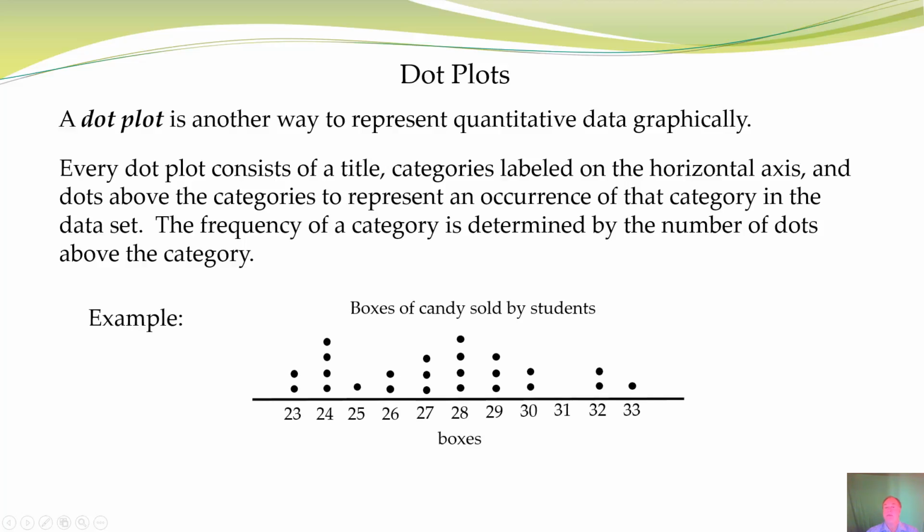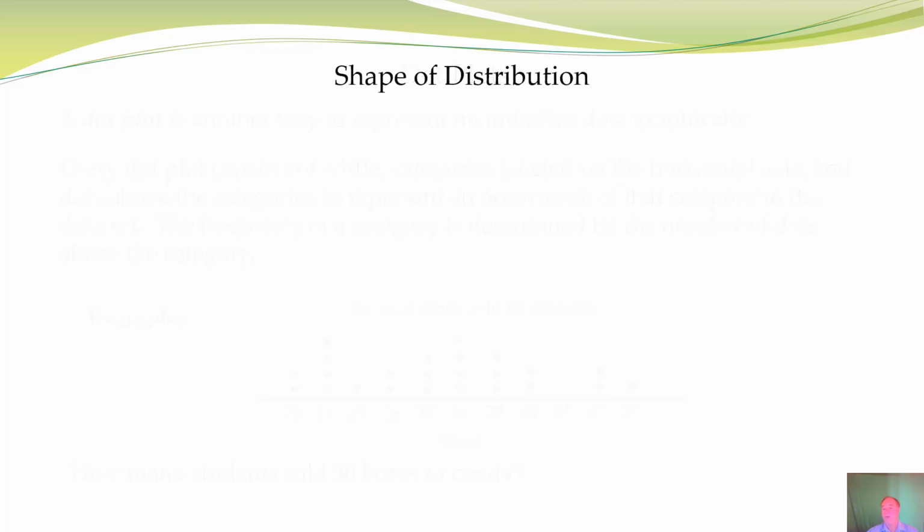Okay, if I look at this example, we're talking about boxes of candy sold by students. Along the horizontal axis I put boxes, so I have 23, 24, 25, all the way up to 33. Then I put dots above each one. What do those dots mean? Well, at 23, that means 2 students sold 23 boxes. Above the 24, 1, 2, 3, 4 students sold 24. Above the 25, 1 student sold 25. So, how many students sold 30 boxes of candy? In this case, it would be 2.